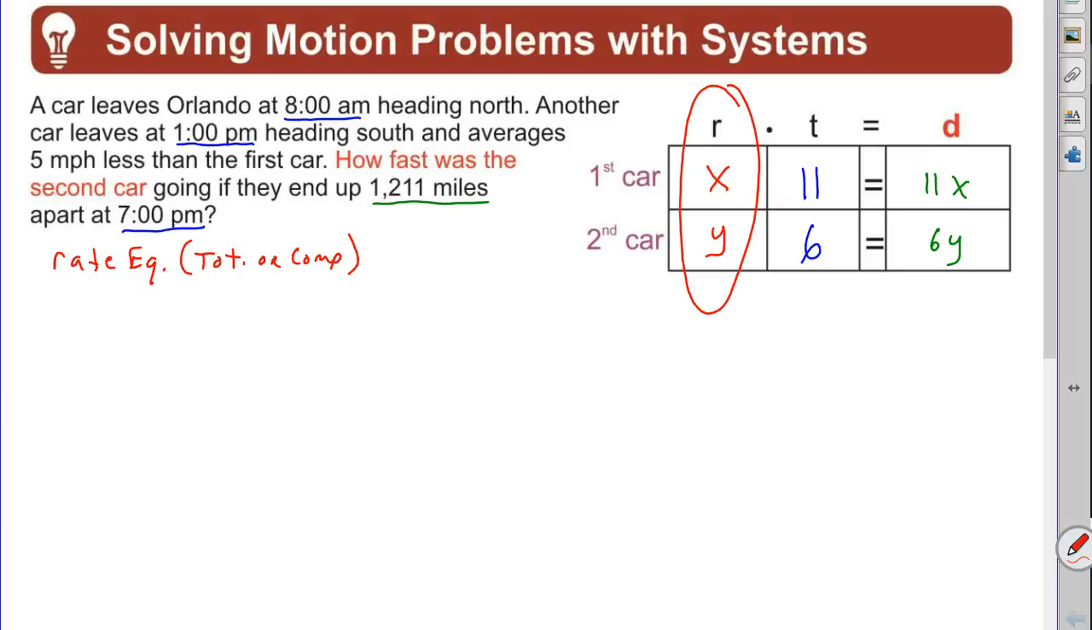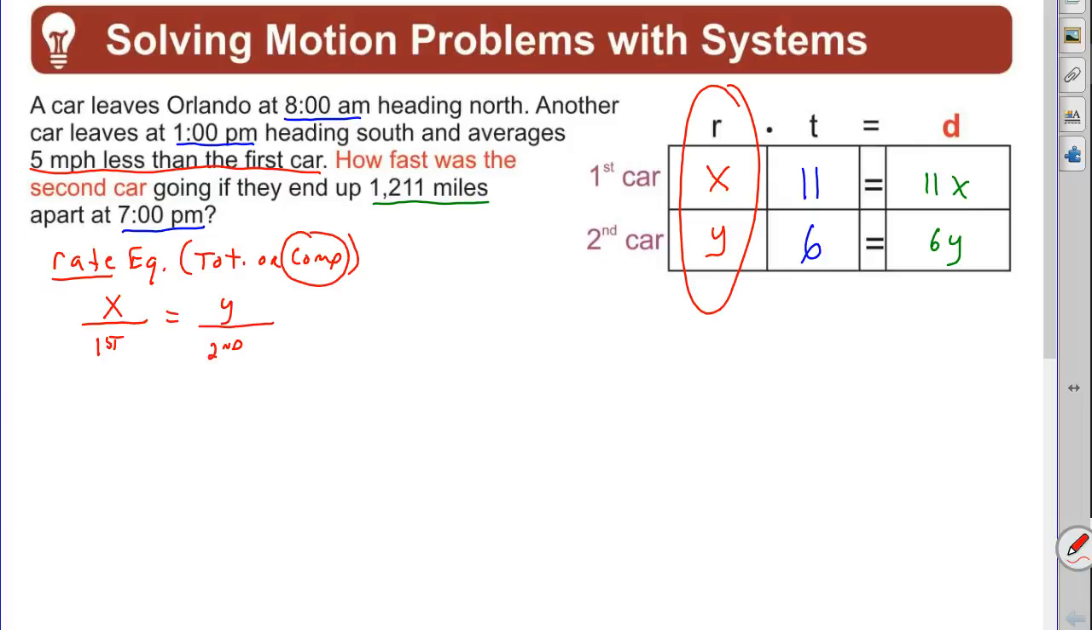It says here in this third line, the car goes south and averages 5 miles an hour less than the first car. Well, that's a comparison. They're comparing the first and the second. They're not telling you how fast it's going, they're just saying it's 5 miles an hour less. That's a comparison. Remember, the template for comparison is always the first equals the second. In our case, the first is the first car and the second is the second car. We're talking about the rate. What's the rate of the first car? Look in your chart. It's x, so I put in x. What's the rate of the second car? Look in your chart. It's y, so I put in y.